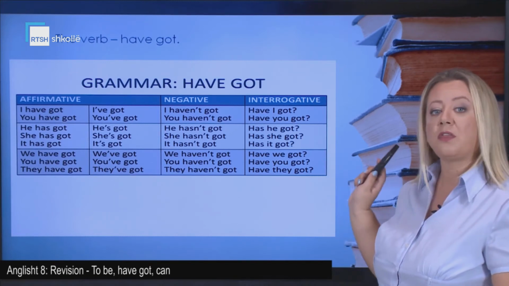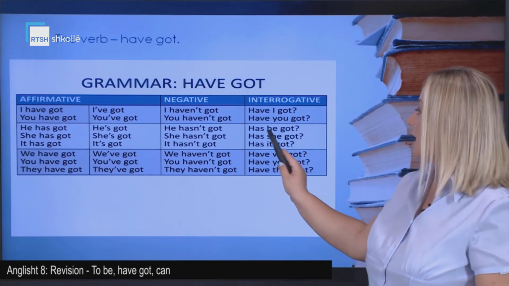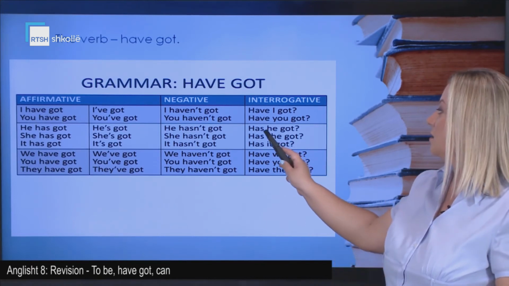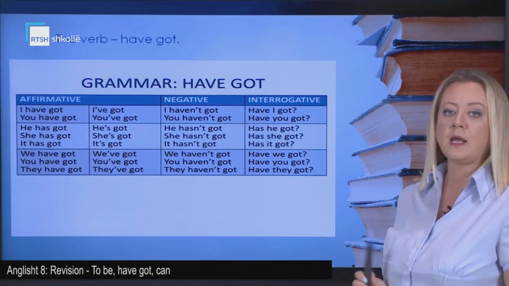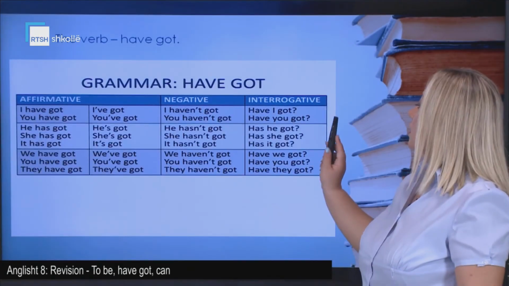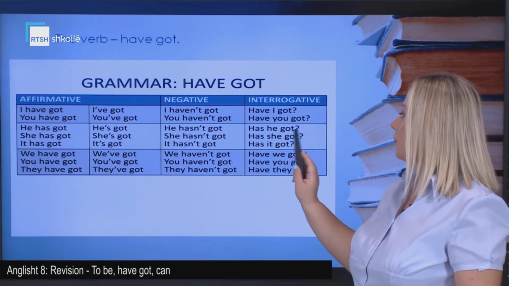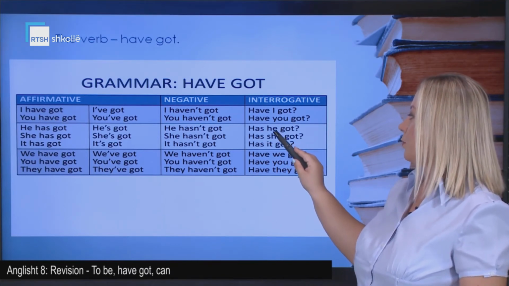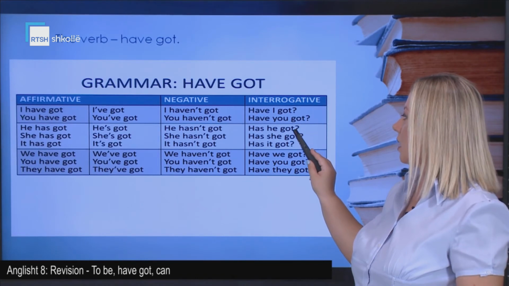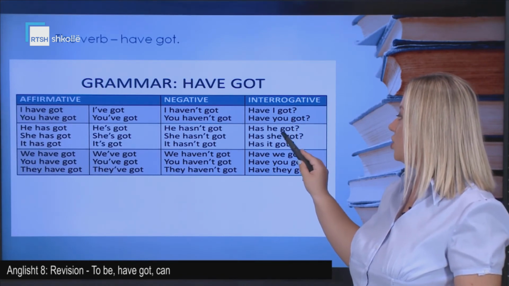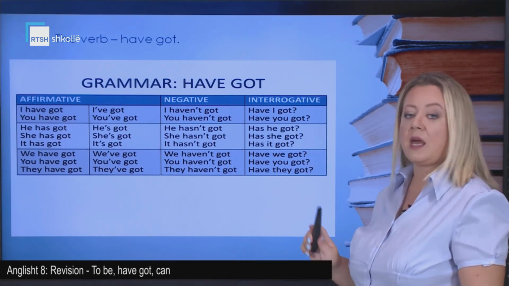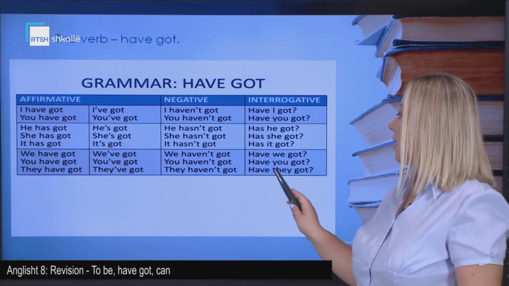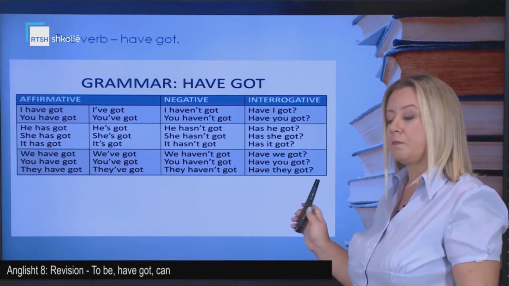Be careful with the third person singular because it has an irregular form. The verb have, we know that it has an irregular form in the third person singular. We use in the third person singular has plus the personal pronoun and got. Has he, she, it got? And in the plural, have we got? Have you got? Have they got?